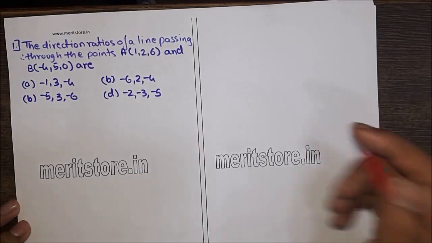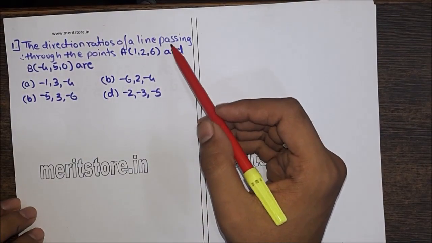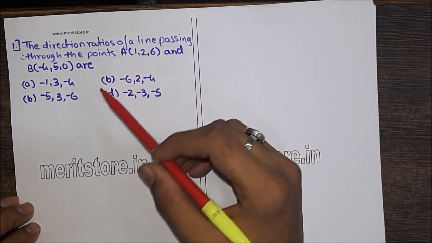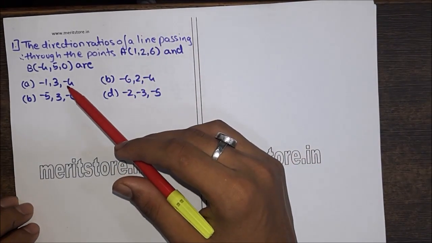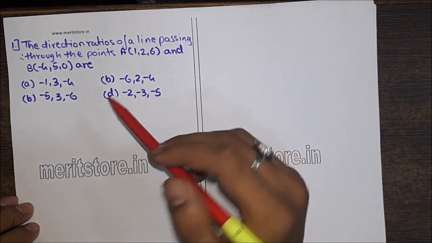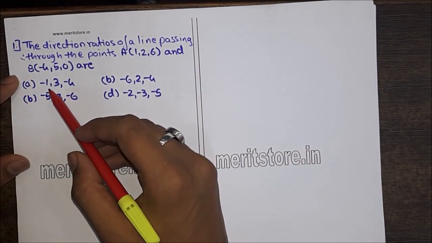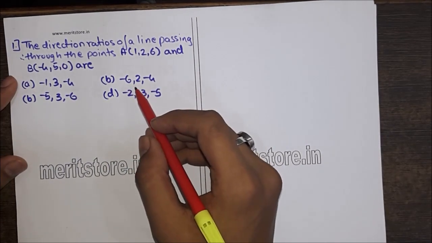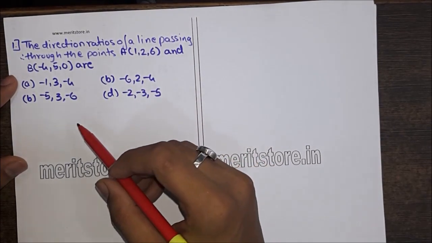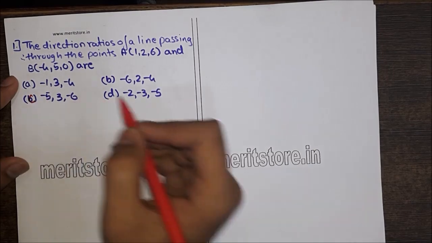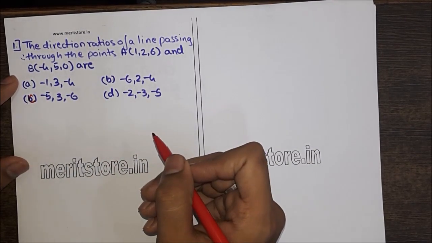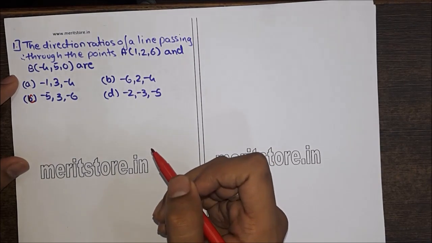Question number one. The direction ratios of a line passing through the points A having coordinates 1, 2, 6 and point B, minus 4, 5 and 0 are: option A, minus 1, 3, minus 4; option B, minus 6, 2, minus 4; option C, minus 5, 3, minus 6; option D, minus 2, minus 3, minus 5.